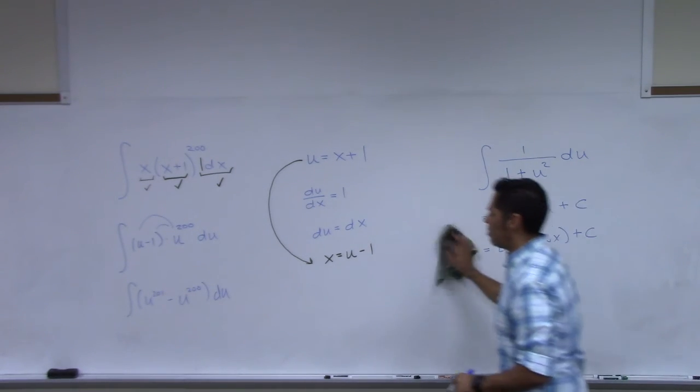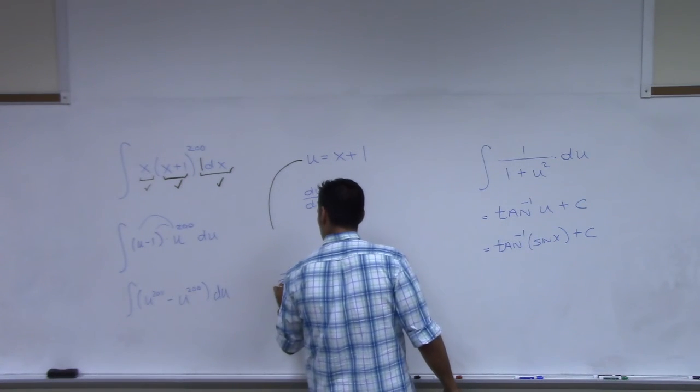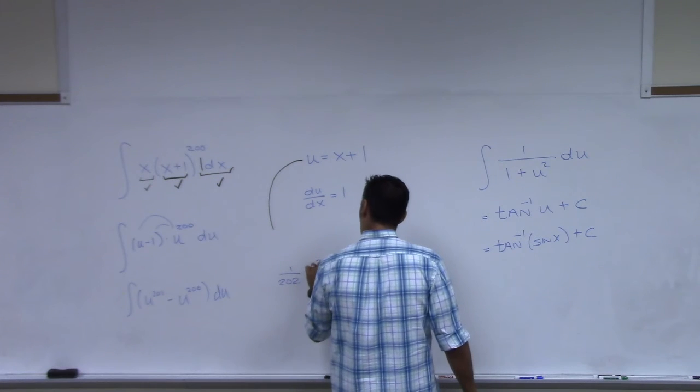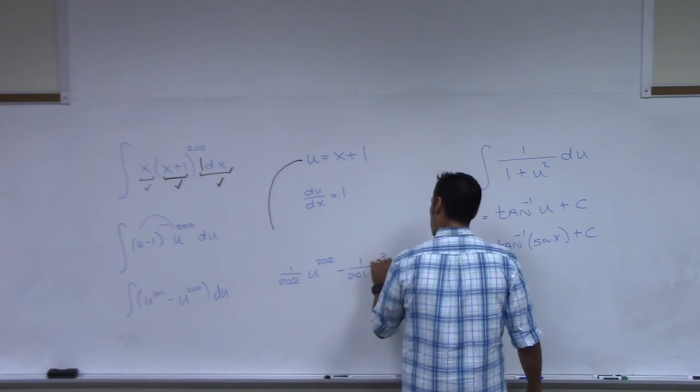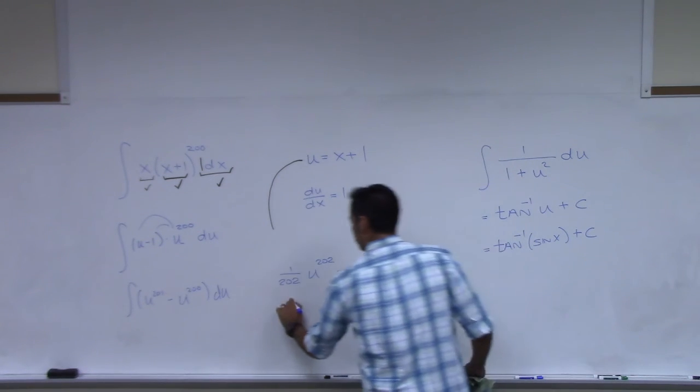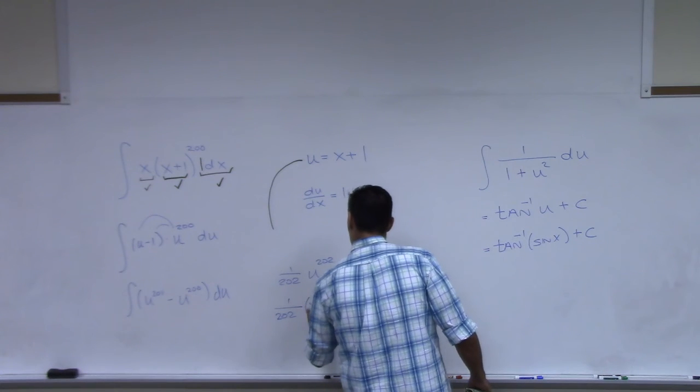I'm over on time, sorry. But the antiderivative of this would be 1 over 202 u to the 202 minus 1 over 201 u to the 201. And then replace u with x plus 1.